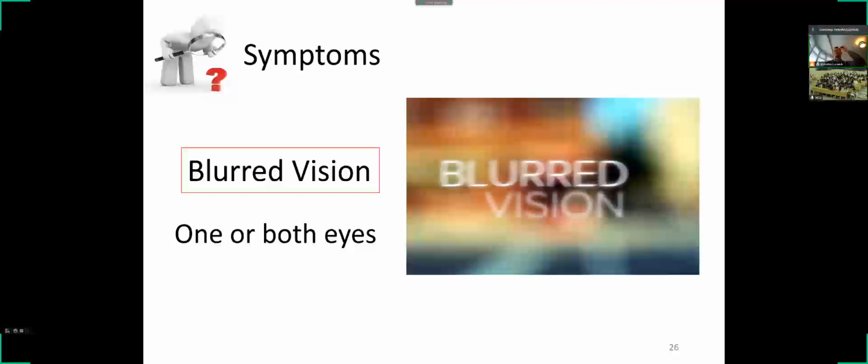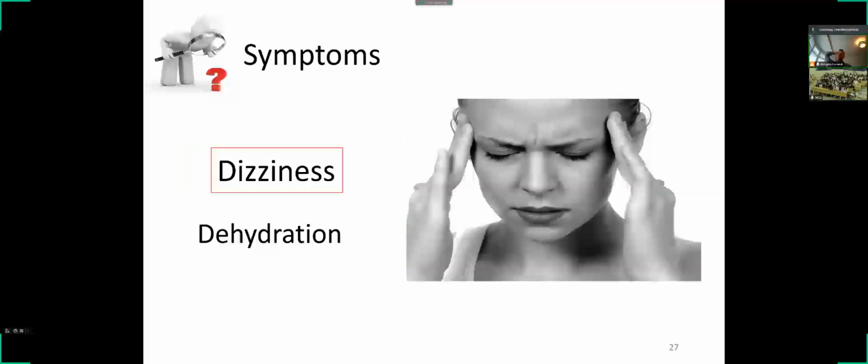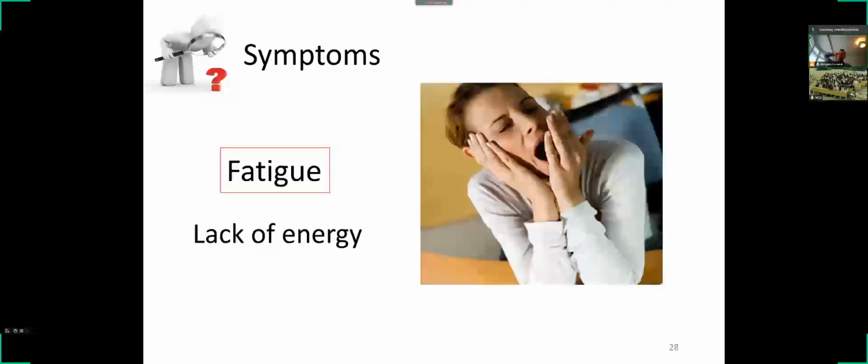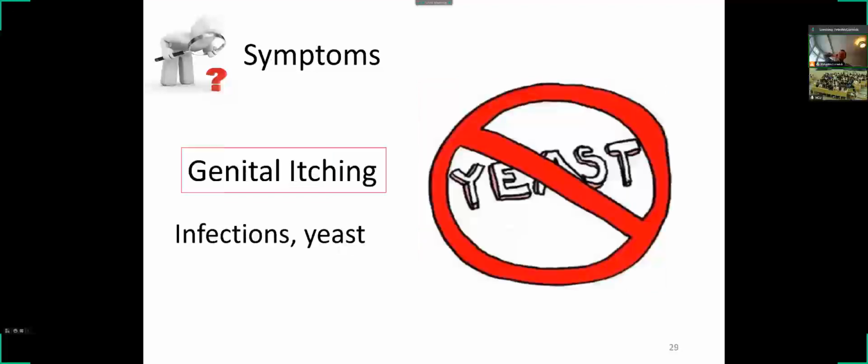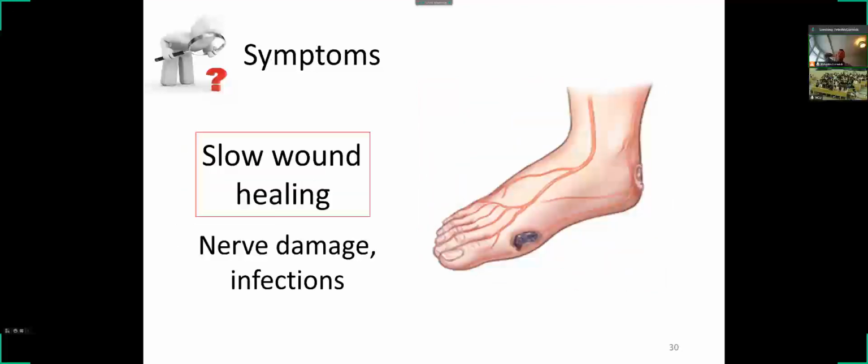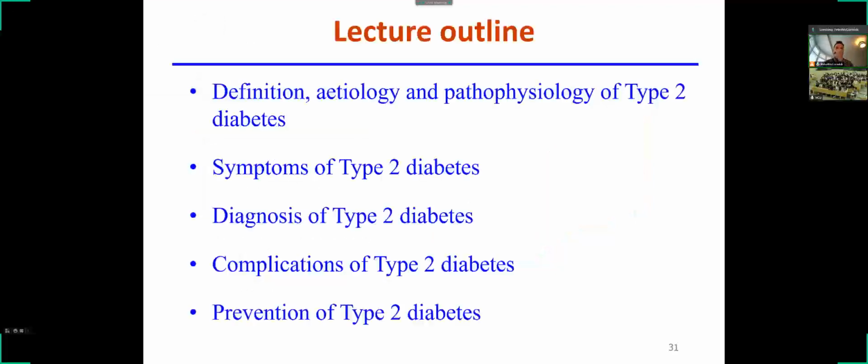Later, you start to get blurred vision in one or both eyes, dizziness and dehydration, fatigue, lack of energy, and in some cases you can get yeast infections. And then later, more dramatically, you start to get slow wound healing. So that's the development of nerve damage and infections. All of those start to get quite serious towards the end there.